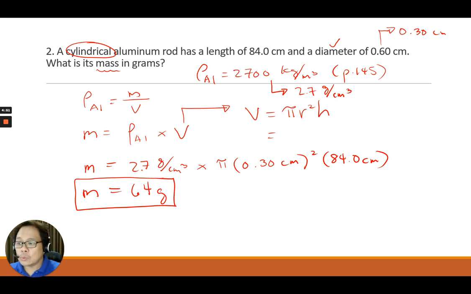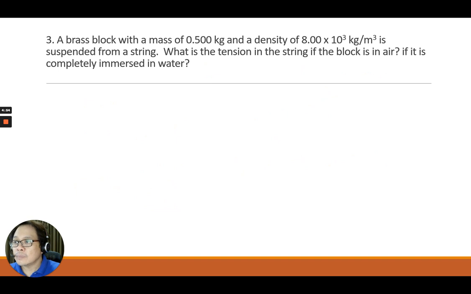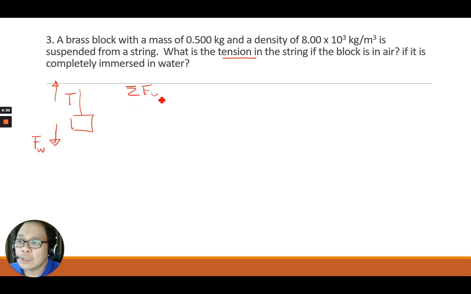Okay, let's go to number 3. A brass block with a mass of 0.500 kilograms and a density of 8.0 times 10 raised to the third kilograms per cubic meter is suspended from a string. What is the tension in the string if the block is in air? There is a string attached to the brass block. To compute the tension, tension is the upward force and weight is the downward force. Since this is in equilibrium, the sum of the forces along the y-axis should be equal to 0.